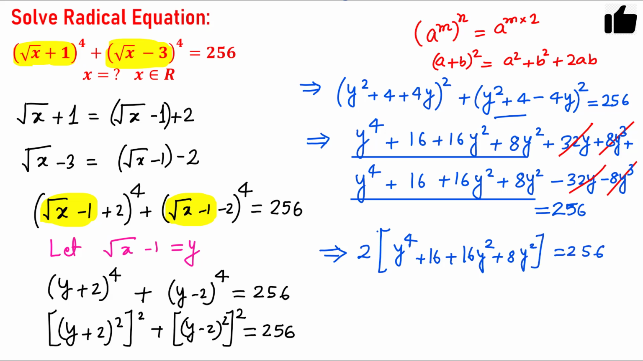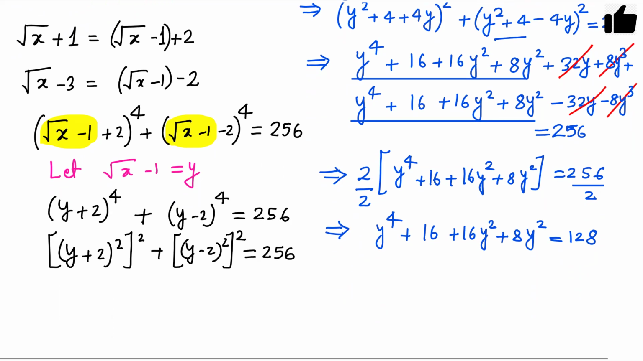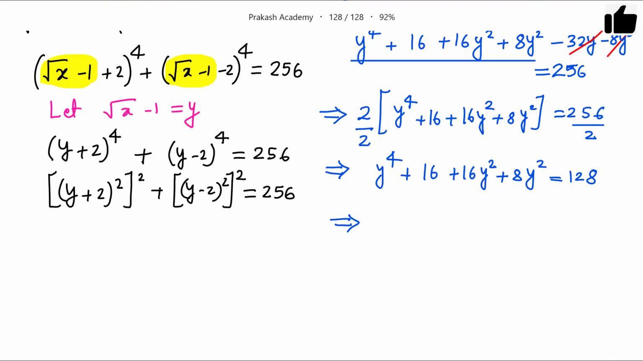And if you divide by 2 both sides, this becomes 128. So now I can say y^4 plus 16 y^2 plus 8 y^2 equals 128. Now if you take 128 to the left hand side, what you will have? You will have y^4 plus, this is 16 plus 8, 24 y^2. And this is 128 with negative sign and 16 with positive sign, so this will be 112. This equals 0.